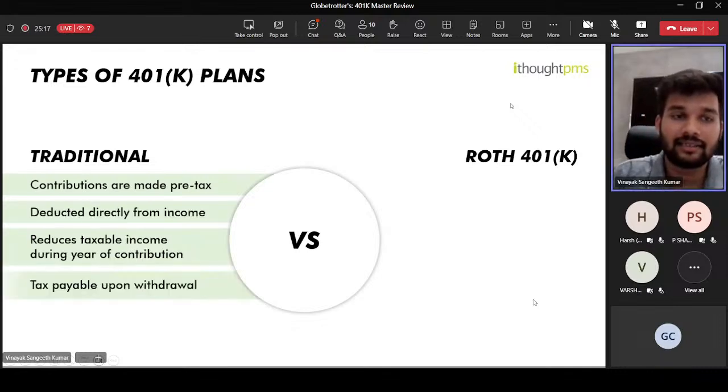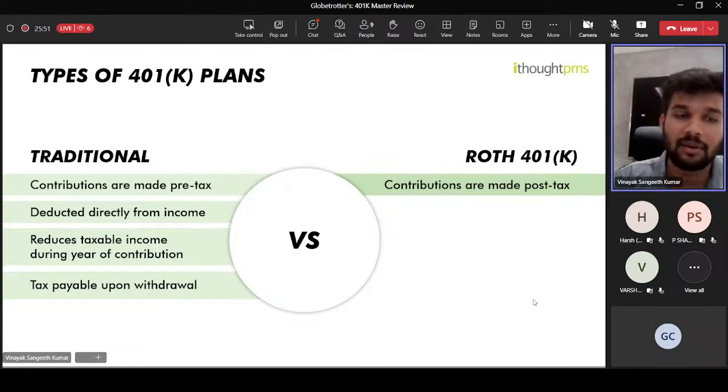As I said, in a traditional account, the contributions are made pre-tax, so they can be deducted directly from your income. This will help you reduce your taxable income during the year of contribution. Similarly, in India, as we have EPF and Provident Fund, whatever contributions up to 1.5 lakh I'm making into PPF, I'm able to claim as a deduction under Section 80C. Similarly, under traditional 401k, whatever contributions I'm making up to a certain extent, we can claim as a deduction.